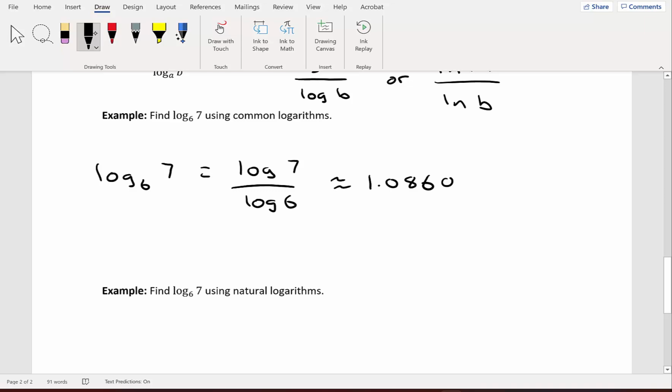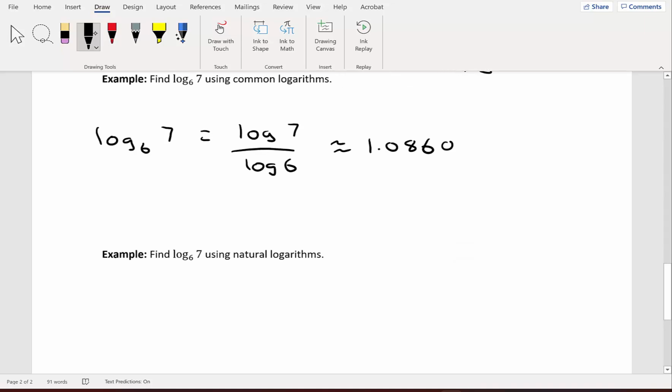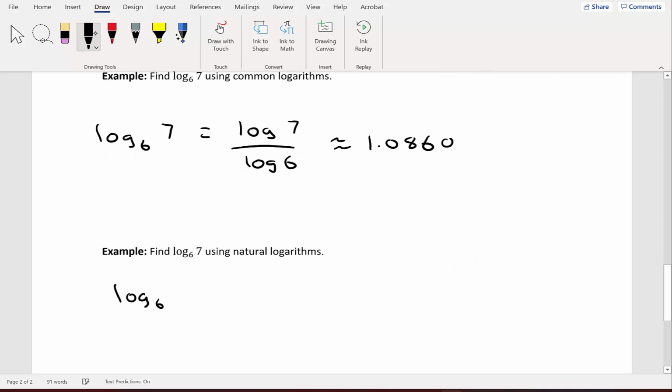Now, next example, find log base 6 of 7 using natural logarithms. For the previous example, we actually used base 10. Now, with natural logarithms, let's see if we get the same answer. This would be the natural log of 7 divided by the natural log of 6. If we put that into our calculator, we actually get the exact same answer, 1.0860. So it doesn't matter if you change it to base 10 or base e. If you use the common log with base 10 or the natural log with base e, you're still going to get the same approximation.